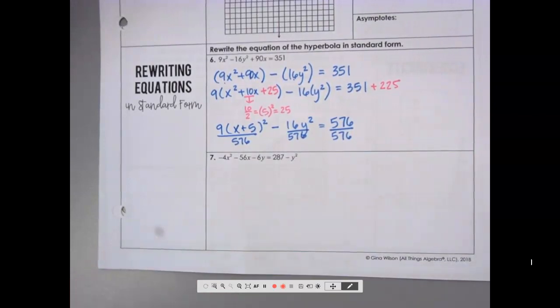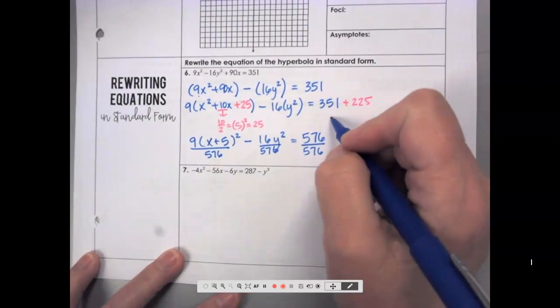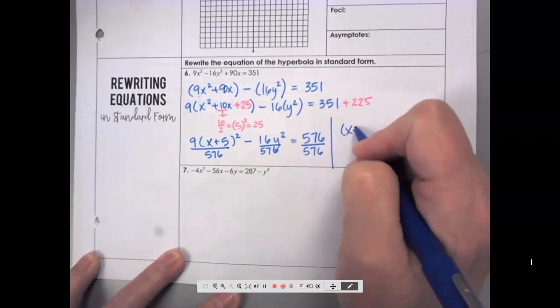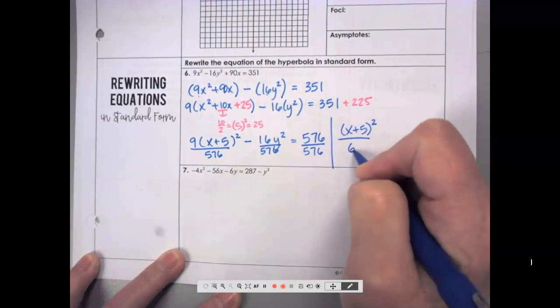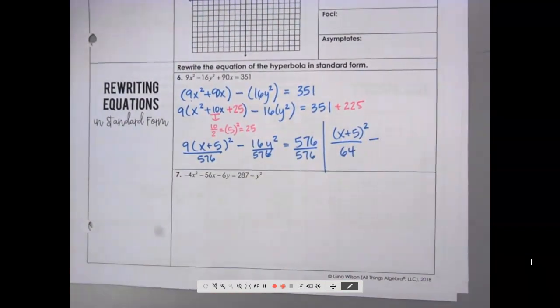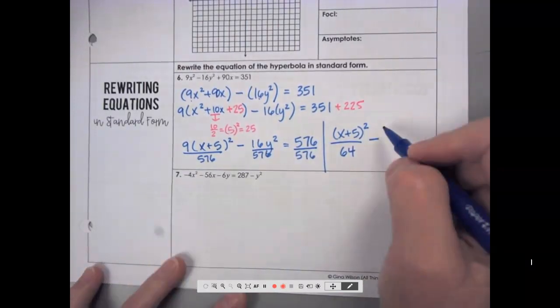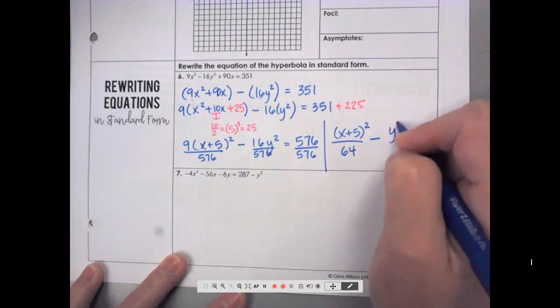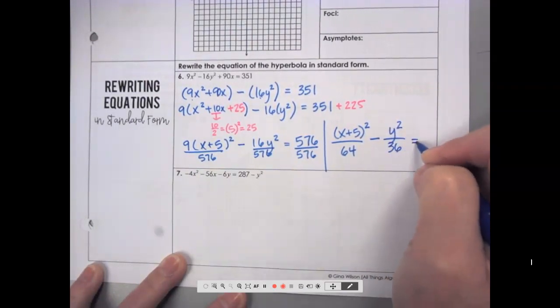And let's do some reducing. Hopefully those reduce evenly. So 9 over 576 reduces to what? 1 over 64. So I have (x plus 5) squared over 64 minus 16 over 576, which is 1 over 36, equals 1.